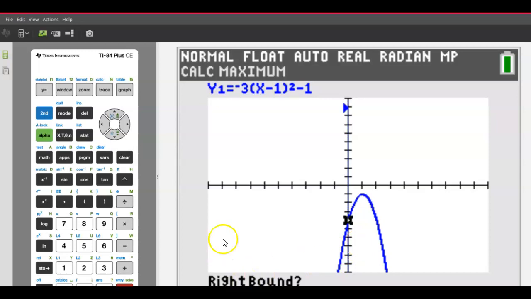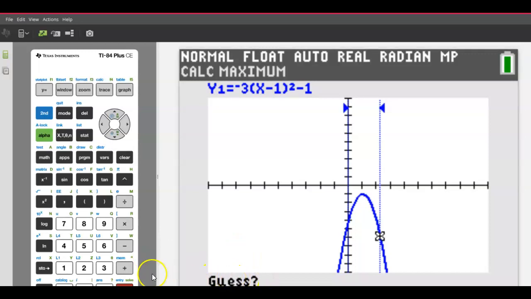Then down here, you'll see it changed to right bound. So I need to use my arrow key and go to the right of the vertex. I'm going to go somewhere on the right side of the parabola, anywhere you want, and hit enter again. Then you'll see a second arrow showed up, and your vertex should be in between those two arrows if you want the calculator to find it correctly. Then it says guess, and you're saying yes, yes, yes, please look between those two points and find me the maximum.